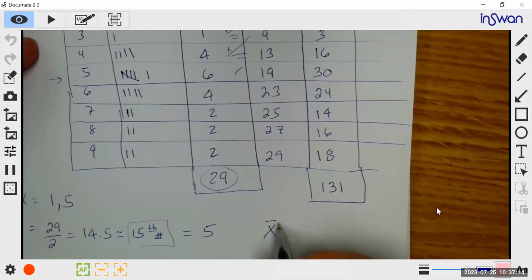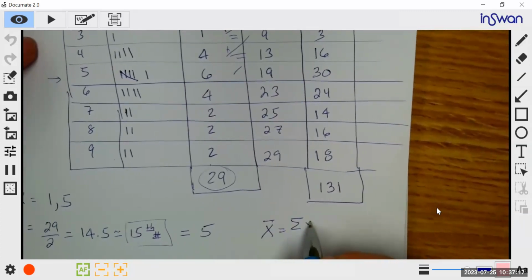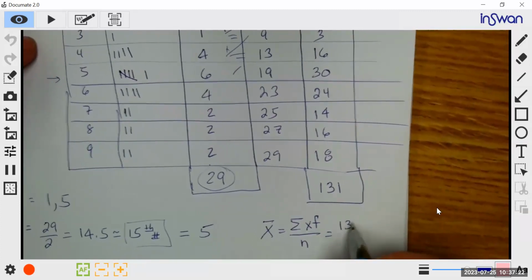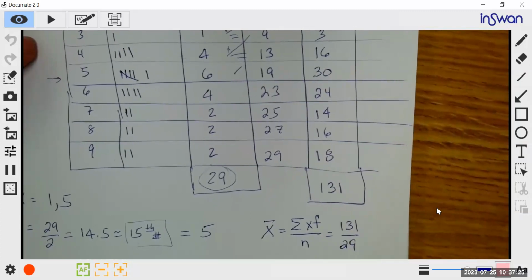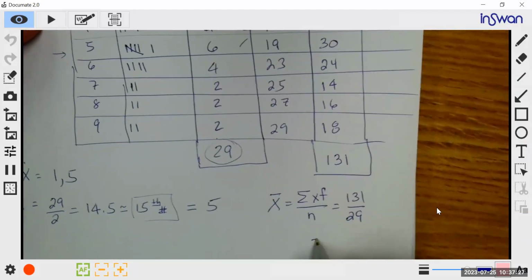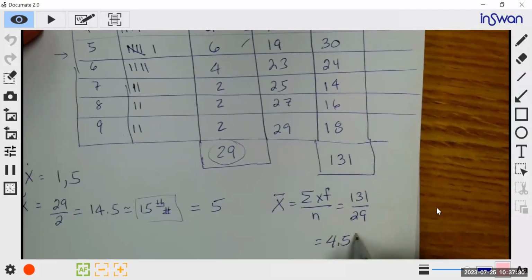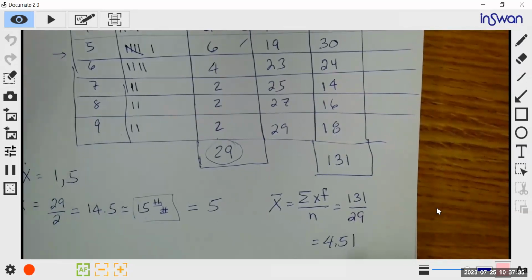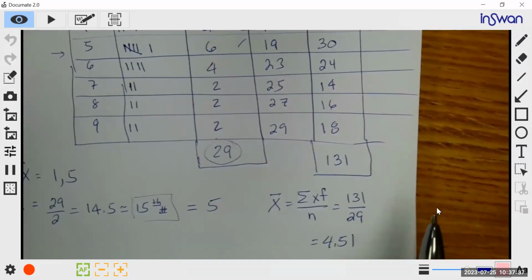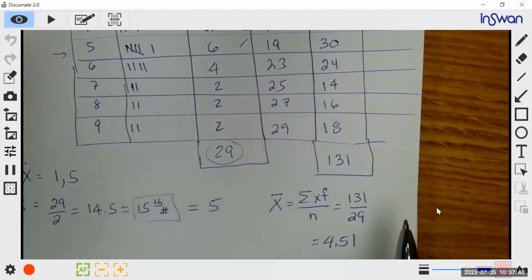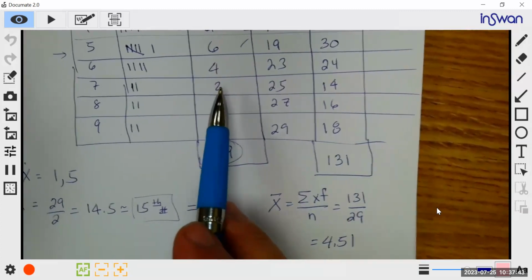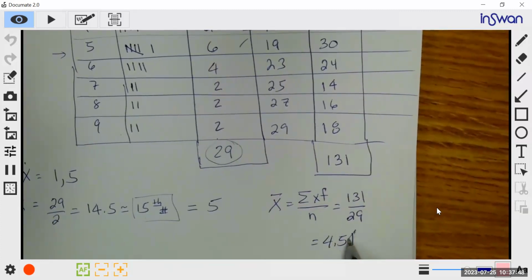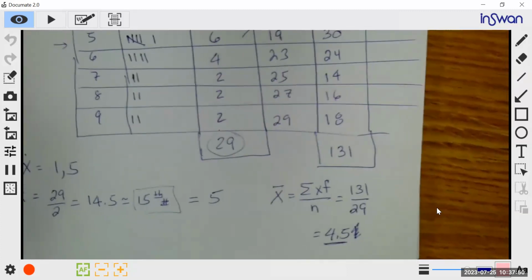So my average is the summation of X times F over N, which is 131 over 29. Remember what the rule just said. Your mean, median, and mid-range will only have 1 decimal more than your data set. How many decimals does the data set have? 0. So I just need 1 decimal place. So it's 4.5.